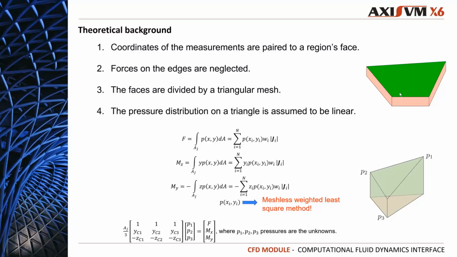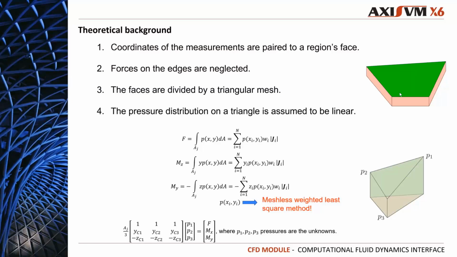And on these triangular meshes, we assume that the function of the pressure is a linear function of space, which is, of course, not true, since the real distribution of pressure is not always linear. But we take into account this non-linear pressure distribution as many, many linear pressure distributions at the same time.